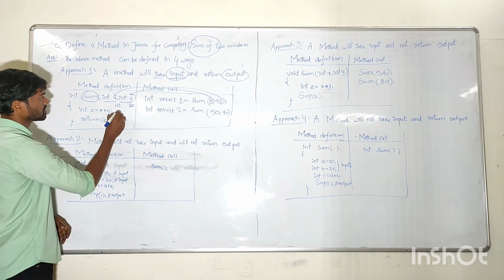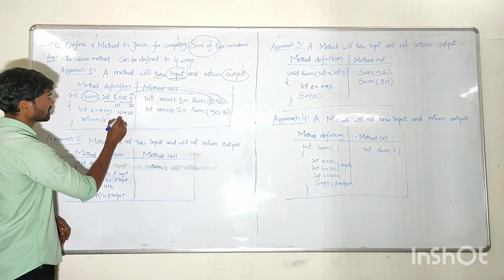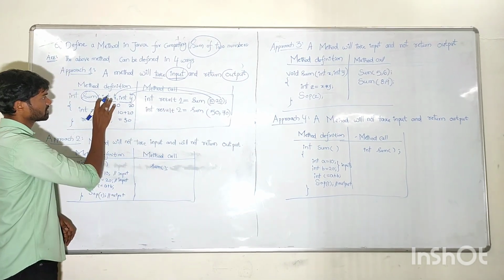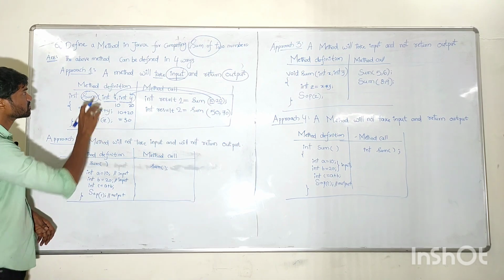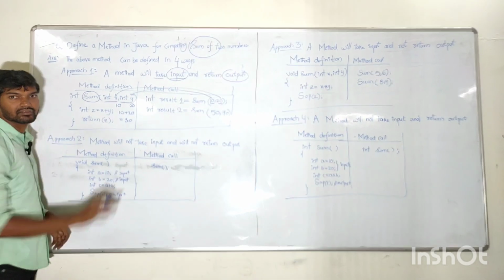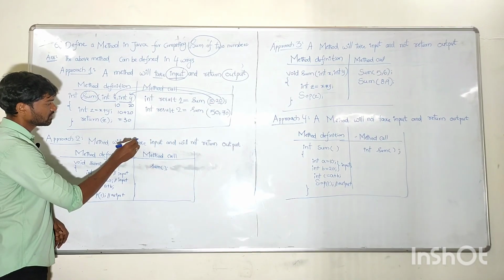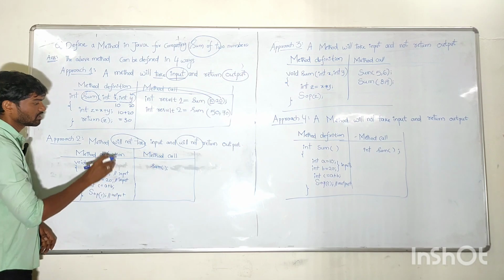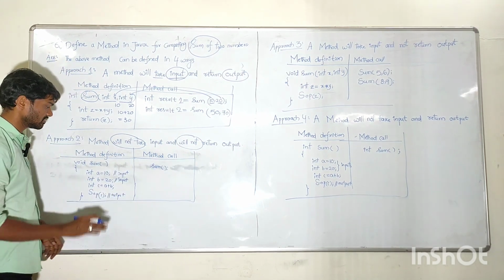And here I perform the addition operation, 10 plus 20, and return this 30, as this z value will be returned here. So the method is taking the input and returning some value, 30, as the output. That is the first approach: method will take the input and will return the output. And the second approach is method will not take the input and will not return the output. It means the method should not take any input values and will not return any output values.